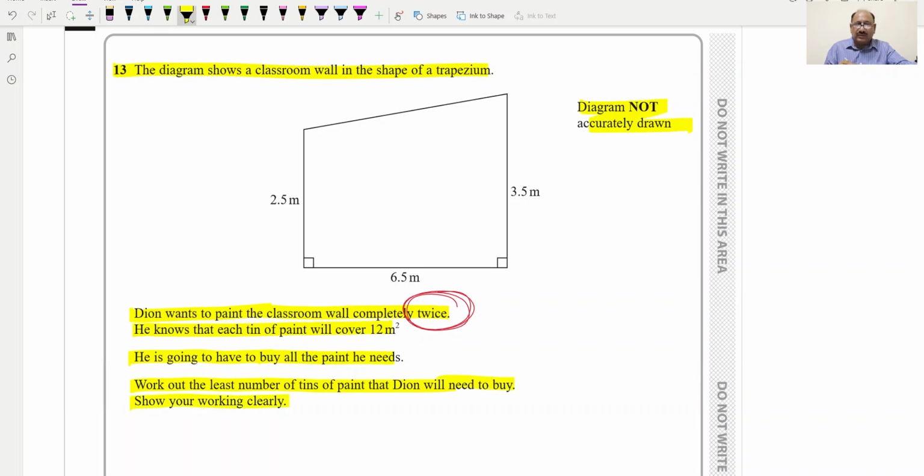Show your working clearly. First of all we will find the area of the trapezium. What's the formula for the area of a trapezium? That is 1 by 2 into A plus B into H. A and B are the parallel sides, but H is the perpendicular distance. So we can take H as this one, and A plus B are always the parallel sides, and this side is parallel to this one. So these will be the two lengths.